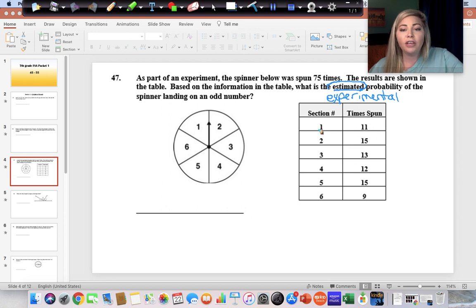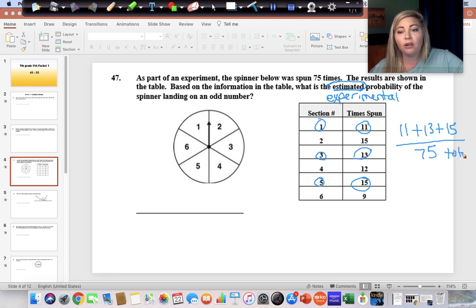So we have to look at the odd numbers. Odd numbers are 1, 3, and 5. But we want to look at how many times those numbers have been spun. So that is 11, 13, and 15. So we're going to add those together: 11 plus 13 plus 15. And when we add those together, we're going to put them over 75 because 75 is our total amount. So 11 plus 13 is 24. 24 plus 15 is 39.